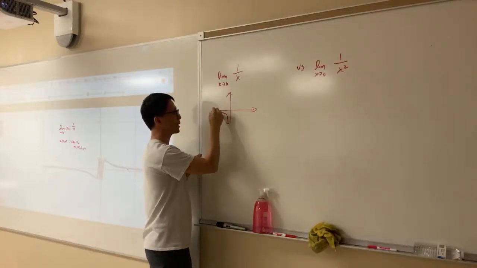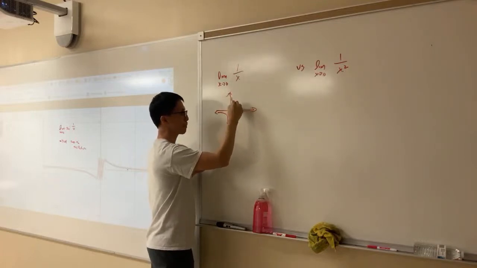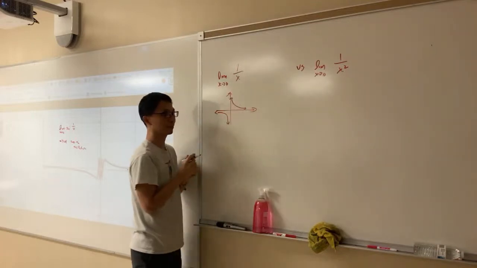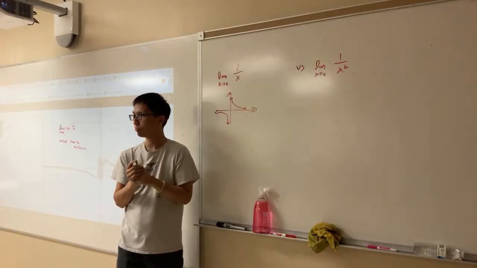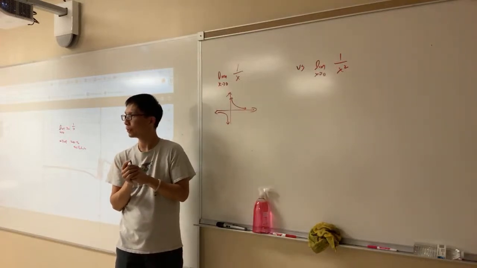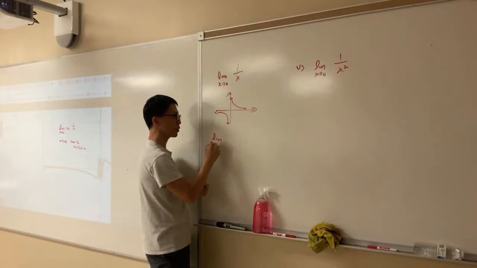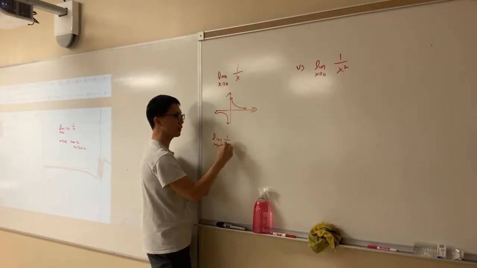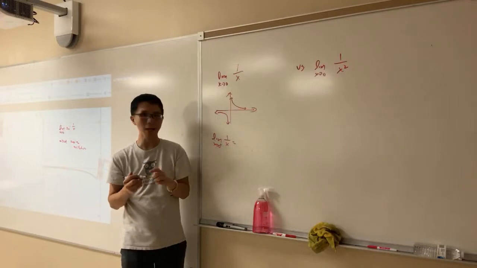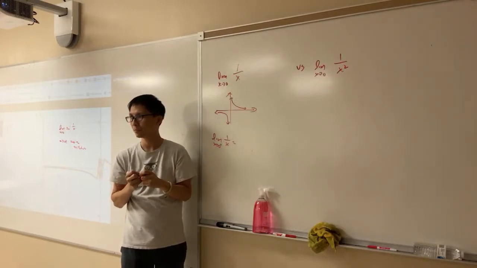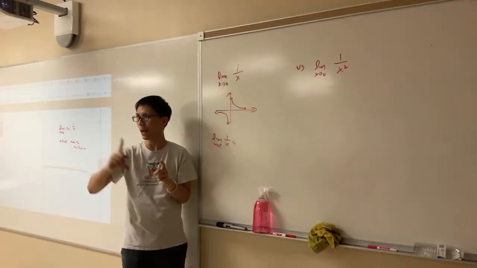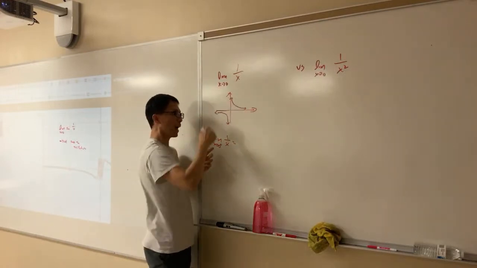So the graph is going to be like this. What happens when they reach 0? They just don't. Yeah, one is going down, one is going up. So when the limit as x approaches 0 from the positive side of 1 over x, that value is going to what? It's going up. Positive infinity.